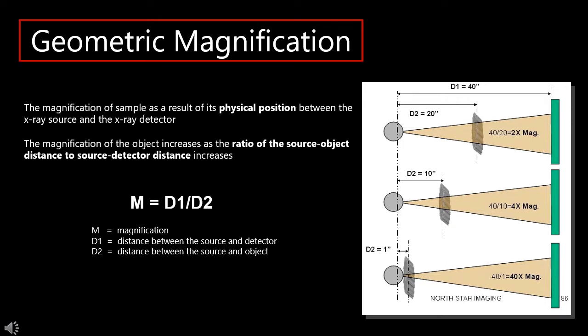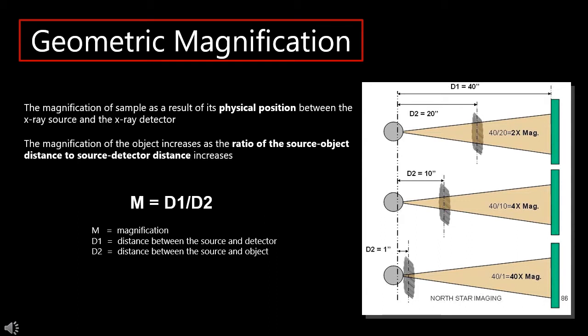This magnification is quantified with the use of this equation: m is equal to d1 over d2, where m is the magnification, d1 is the distance between the source and the detector, while d2 is the distance between the source and the object. The image to the right is also representing this magnification and this equation. So as you can see here, d1, or the distance between the source and the detector, remained constant for these three images. Meanwhile, d2, or the distance between the source and the object, varies from image to image.